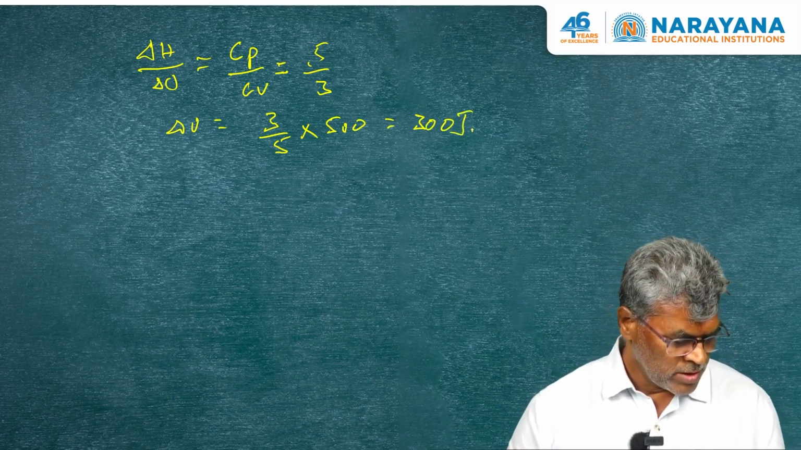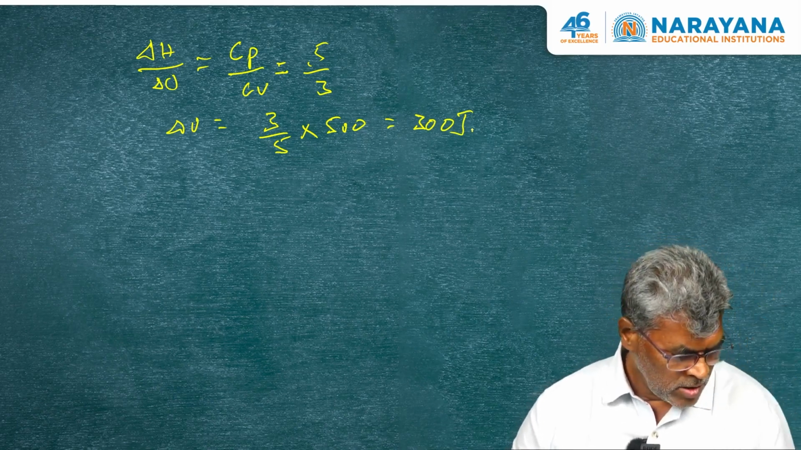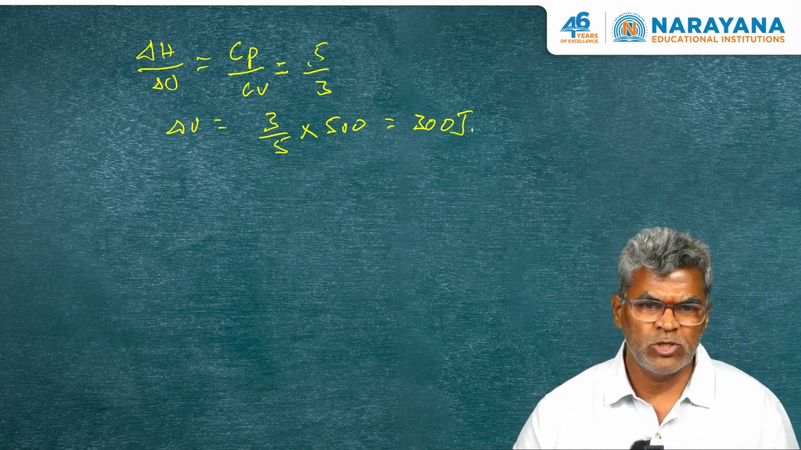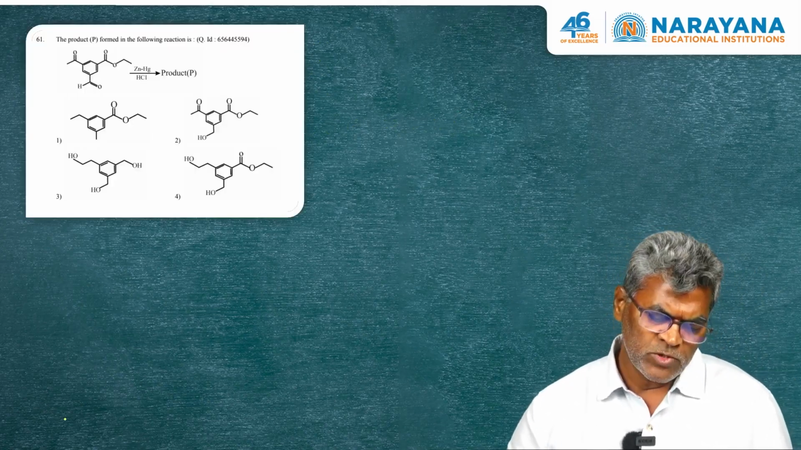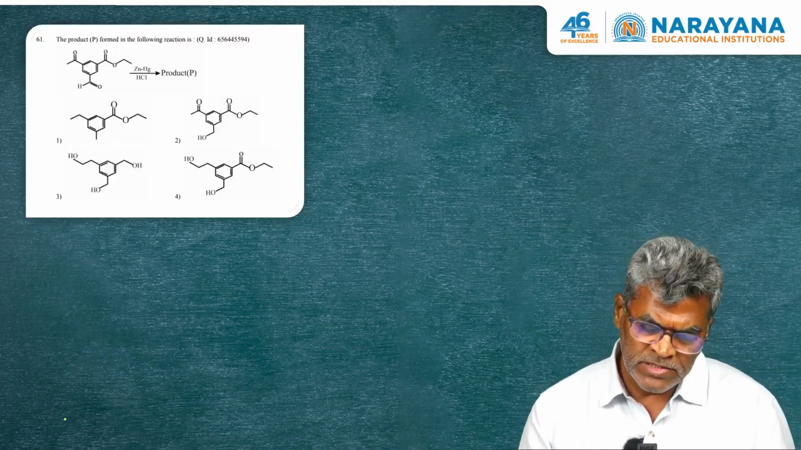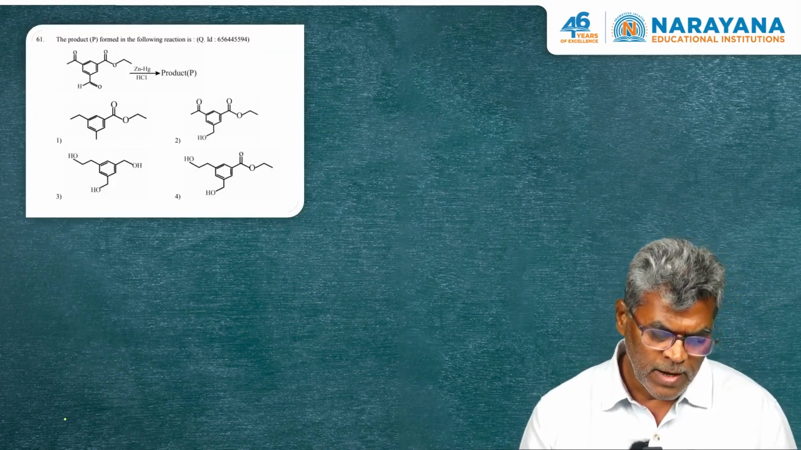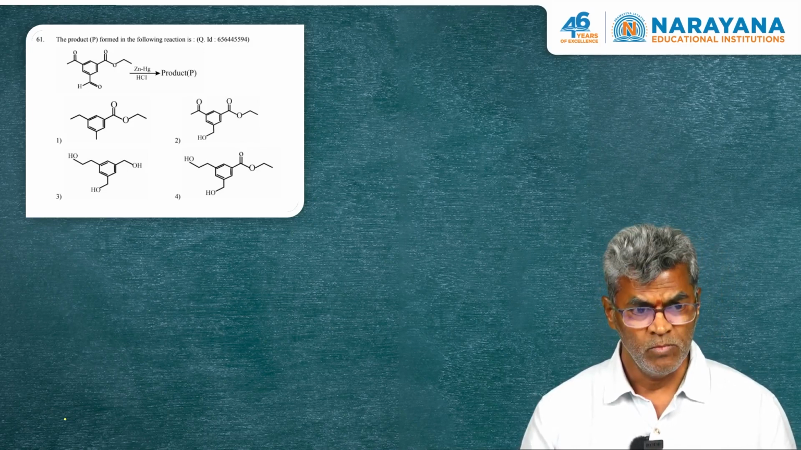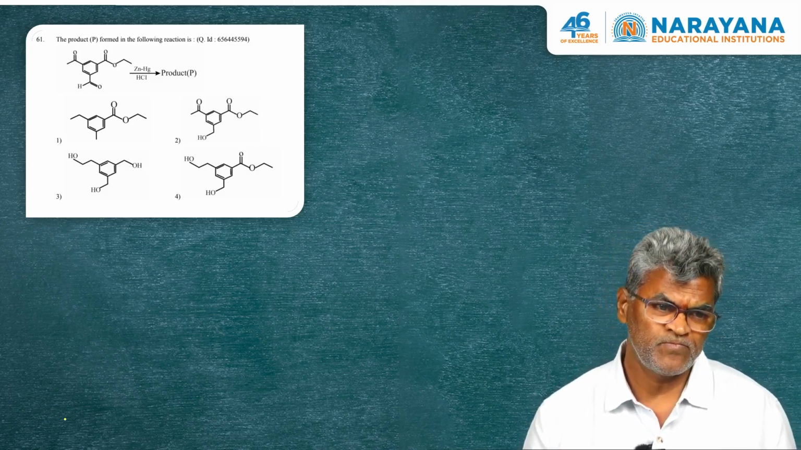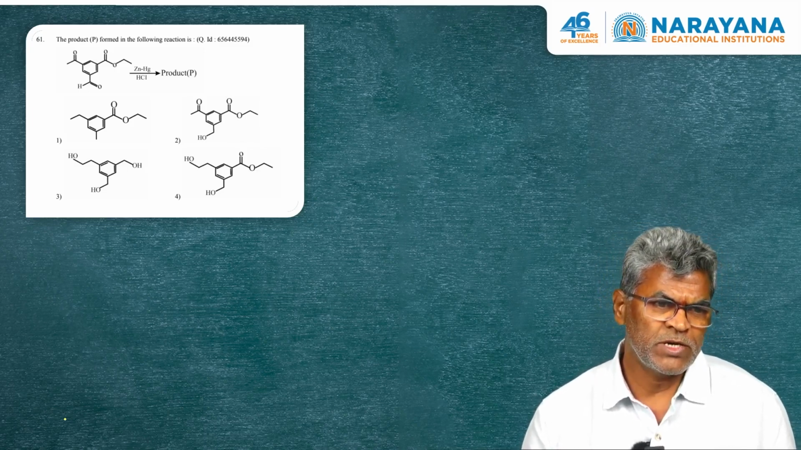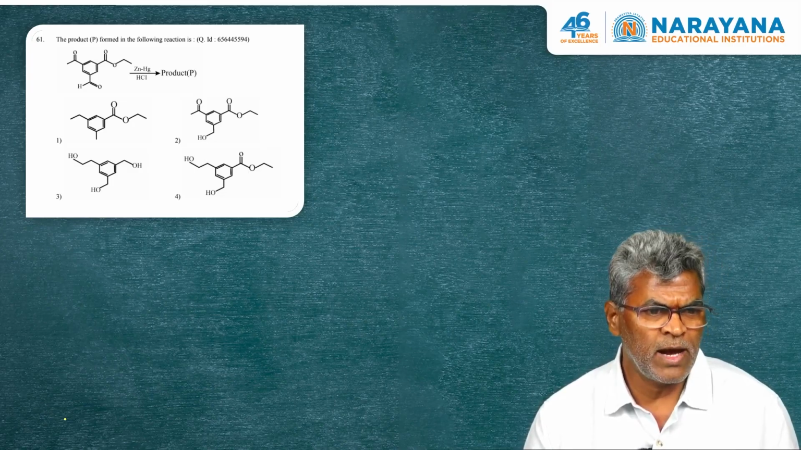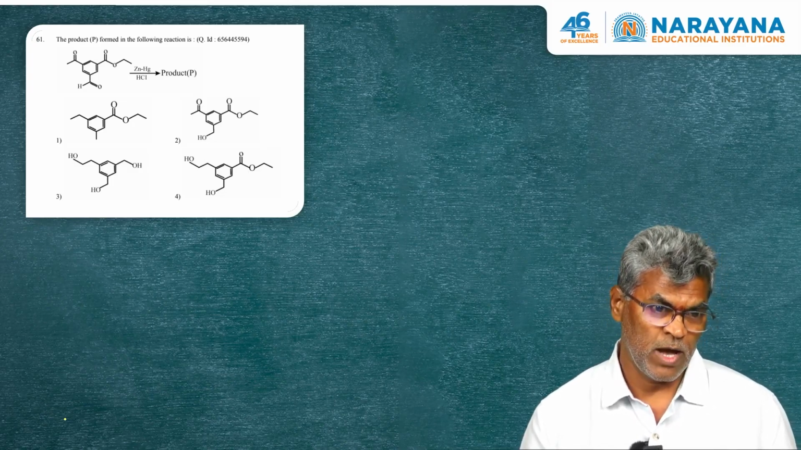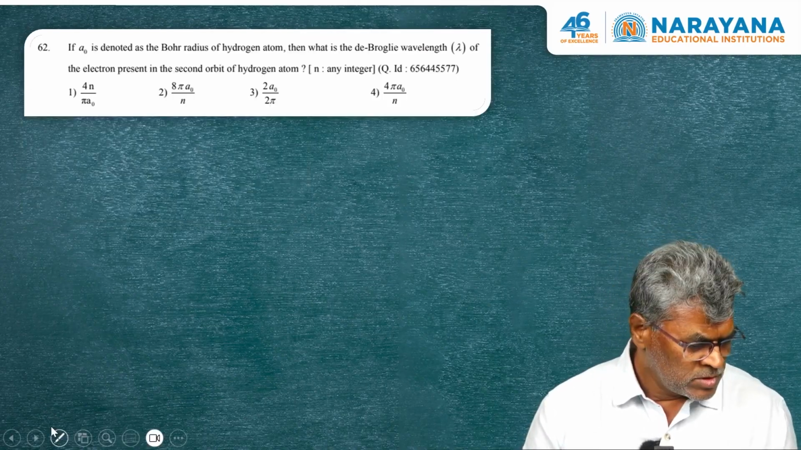300 joules. So, the option will be the first option, 348 Kelvin and 300 joules. Question 61: since it is the Clemmensen reducing agent, it reduces carbonyl groups to saturated compounds. Saturated compound means that ketone and aldehyde both will be reduced to saturated sp3 carbons. So, the option will be the first option.